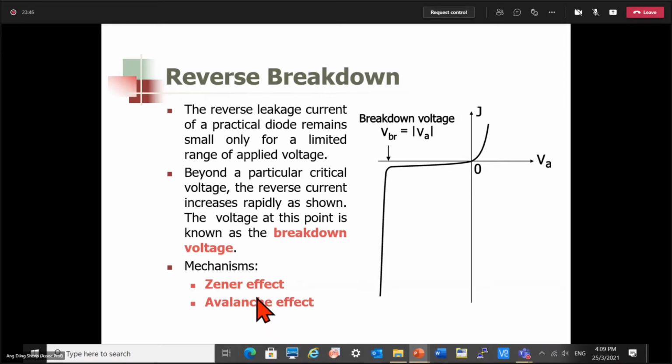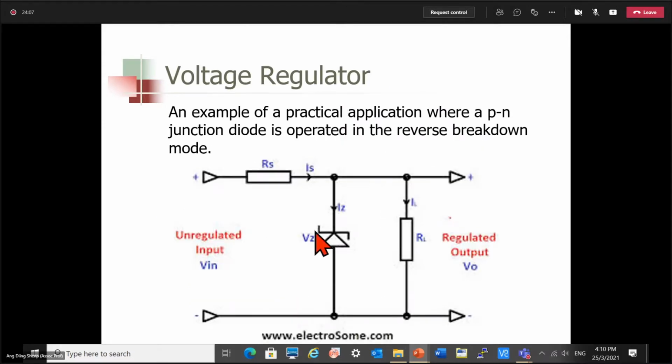Before I go into the discussion on the physics, I just want to tell you that reverse breakdown is not necessarily a bad thing. In case some of you think that it is bad because of the way the term is phrased, reverse breakdown, I want to tell you something about the practical application of reverse breakdown. There is a diode called the Zener diode. It is specially designed to work under reverse breakdown. One very important application where the Zener diode is operated in reverse breakdown is the voltage regulator. The circuit diagram is shown here.